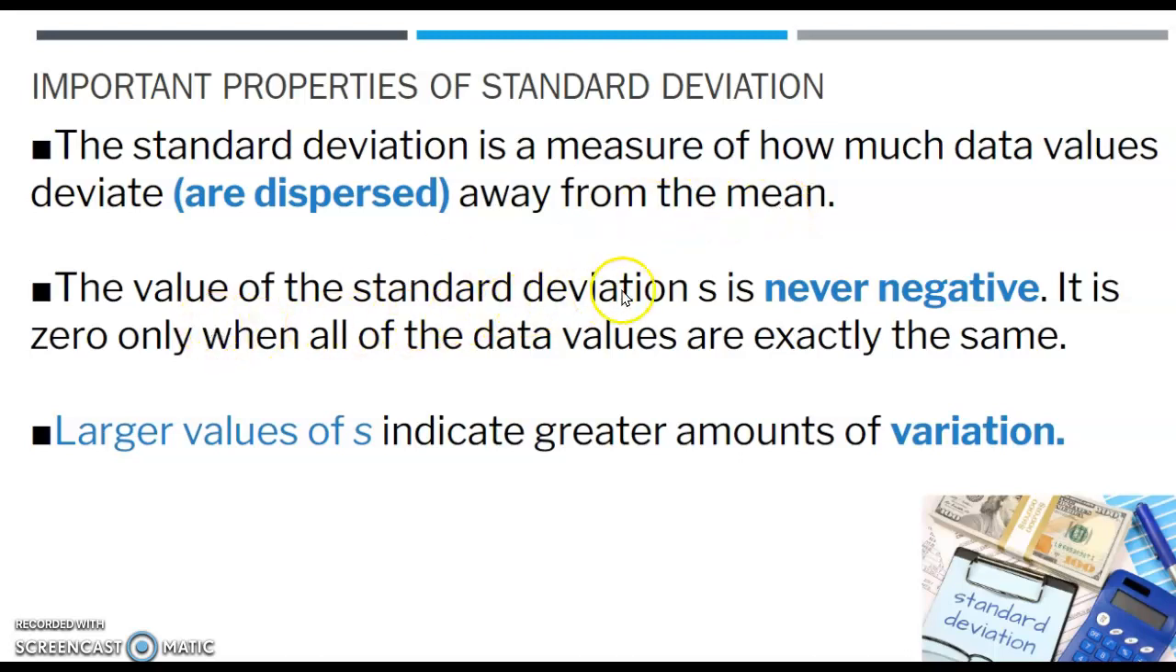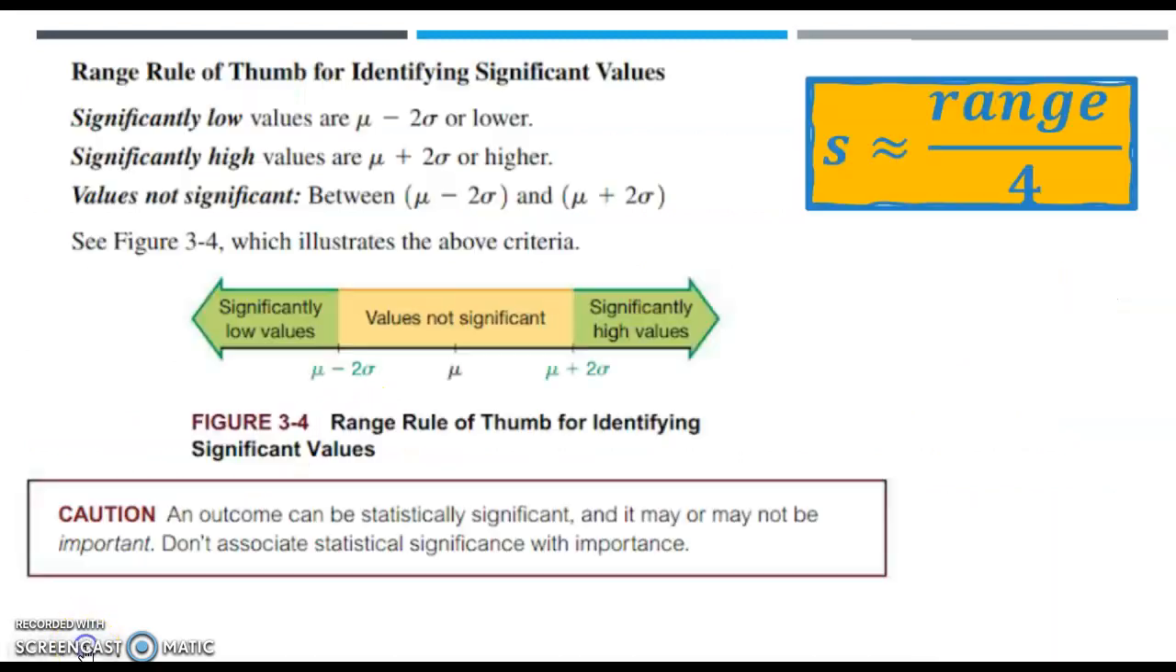The value of the standard deviation is never negative because of the squaring, right? It's only 0 when all the data values are exactly the same. And there isn't a whole lot of data that is that unique where everything comes out exactly the same. Large values of s indicate large amounts of variation.